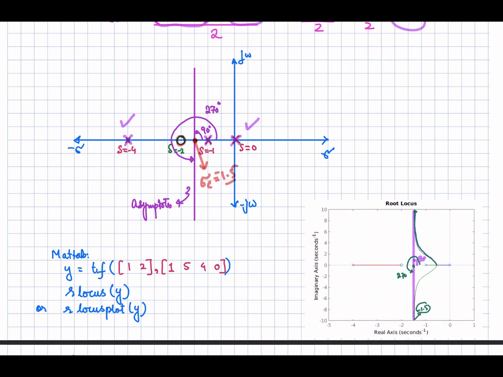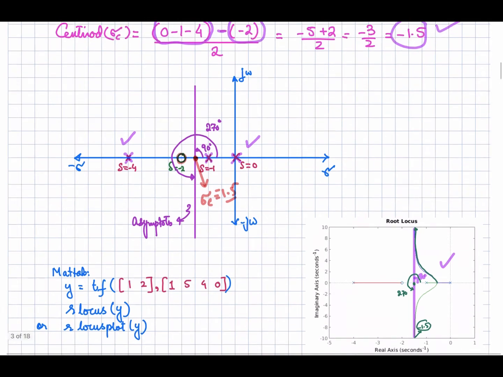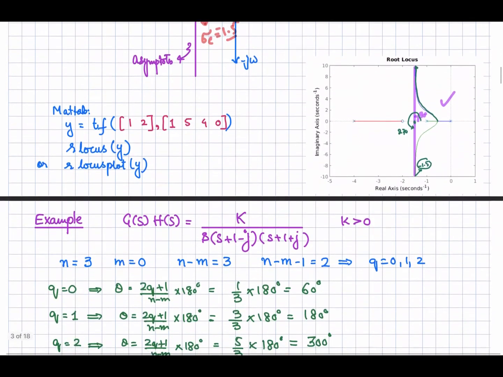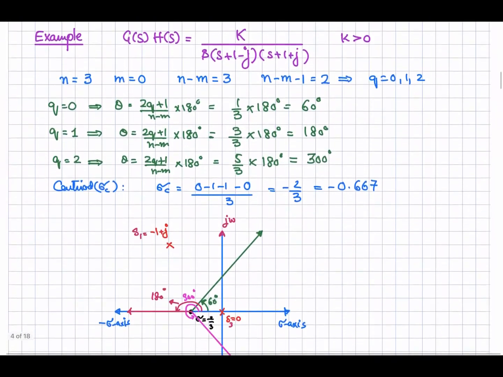For the exact path you can use MATLAB, or you can consider a test point s and solve the transfer function to get the exact position from the angle condition and the magnitude condition, which we discussed in the last video. Okay, so now let's look at another example.